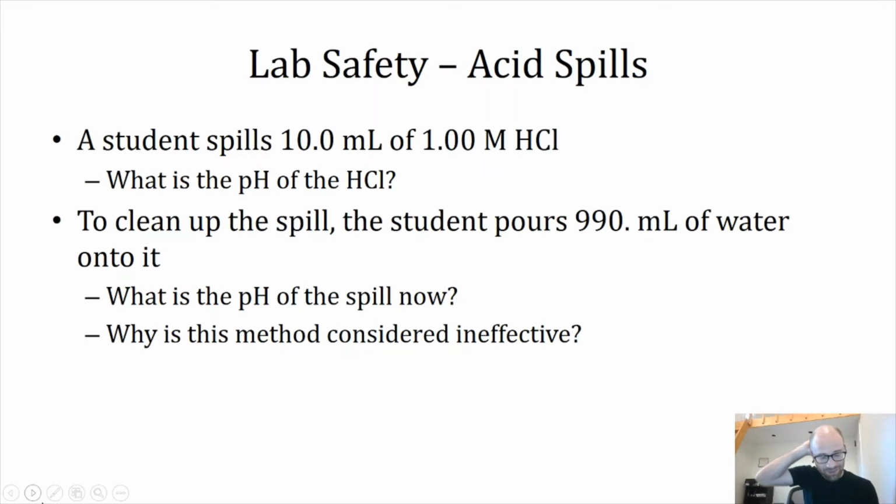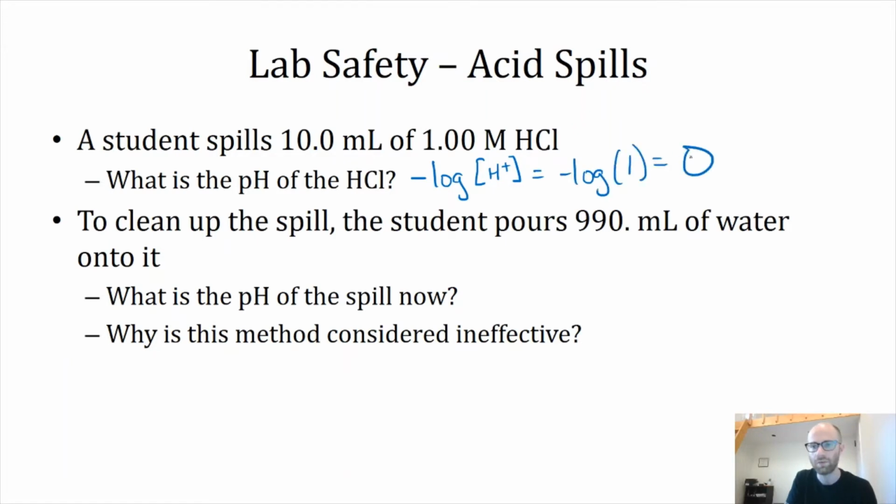To understand really what's going on with neutralization, I wanted to first get a bit of a perspective as to why neutralization does what it does. Take for example, a student spills a 10 milliliter sample of 1 molar hydrochloric acid. Just to make sure we're all on the same page, to find the pH, that would be the negative log of the H plus concentration. Since this is an acid, the H plus concentration is equal to the HCl concentration because it dissociates when it dissolves into water. So that's the negative log of 1, which is in fact equal to 0.